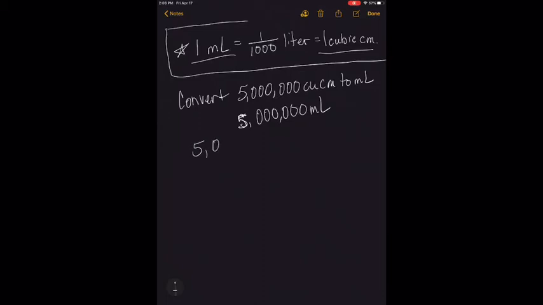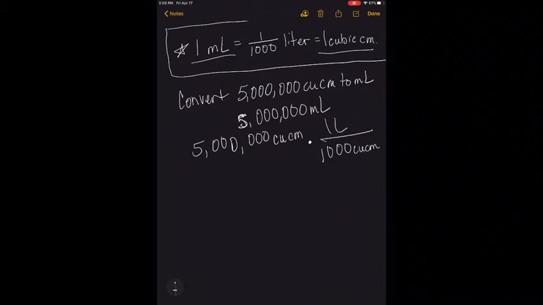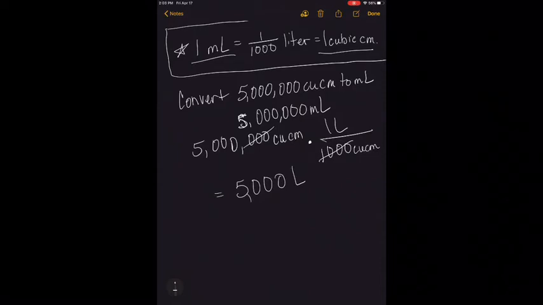But you may be asked to convert it to liters. So you just have to realize, let's say we wanted to convert that to liters. If we had 5 million cubic centimeters, and we wanted to change it to liters, we would say there are 1,000 cubic centimeters in 1 liter. All right, and then we could cross off 3 zeros, so it would equal 5,000 liters.